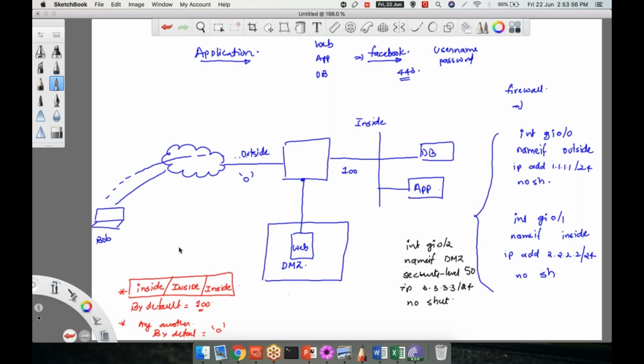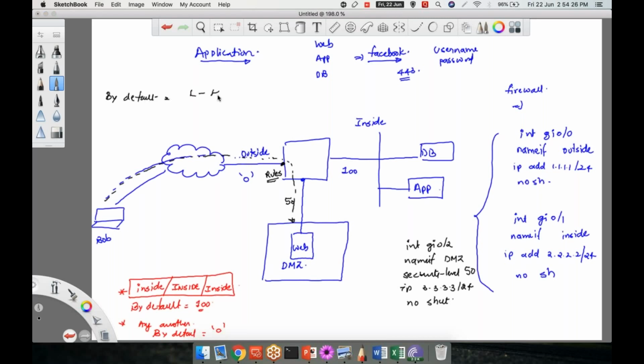So saying this, what are the DMZ zones? Whenever Bob is coming towards Facebook from outside, he is going from a lower security level to a higher security level, because the web servers are present there. If rules are applied on this interface to do the routing towards the DMZ, then only the traffic will be allowed. Otherwise, what is the default behavior of a firewall?